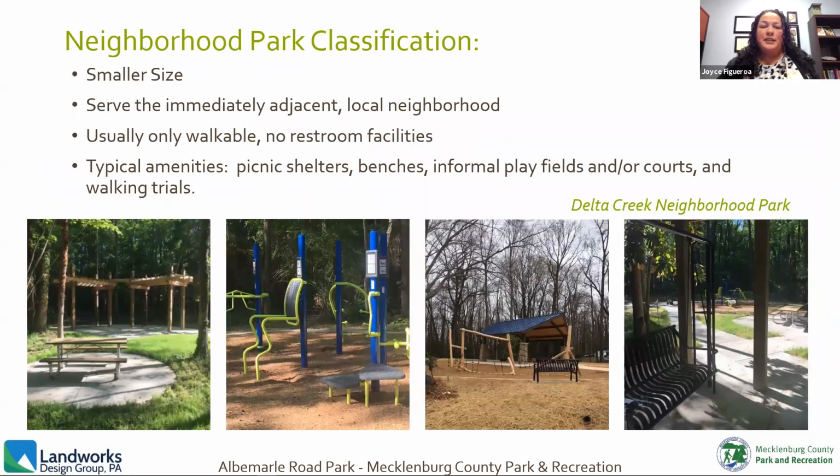Before we dive deeper into the actual project, I will give you an overview of the general development guidelines for our neighborhood park classification. Our neighborhood parks are smaller in size, usually between 2 and 20 acres. They're designed to serve the immediate adjacent local neighborhood. They are usually only walkable, with no parking lots or restroom facilities. Some typical amenities could include picnic shelters, benches, multi-purpose fields, maybe a half-court basketball, volleyball courts, walking trails, among other amenities.